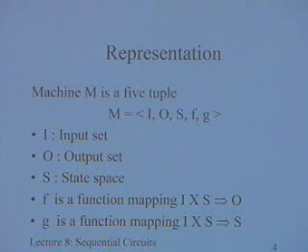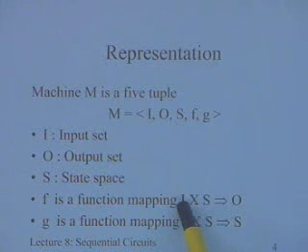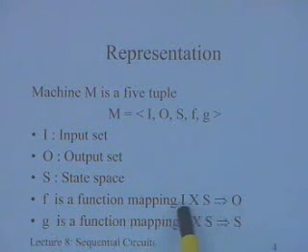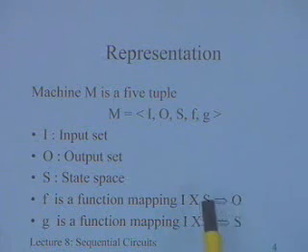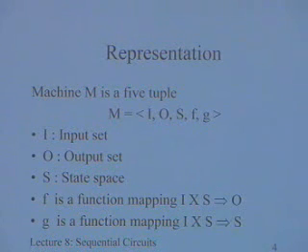F is a function which does the mapping. What the mapping does is, for every member of the input set and every member of the state set, it defines an output. So it's a mapping from the space I cross S to O. So for a member of the input set and for a member of the state set, it defines the output. If it is a completely specified function, then for every member of input and every member of the state set, you will have an output specified. If it is incompletely specified, for some combinations of I cross S, some members of the input set and state set, it may not be specified.